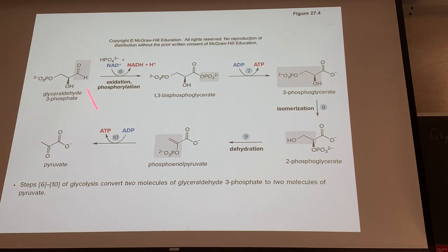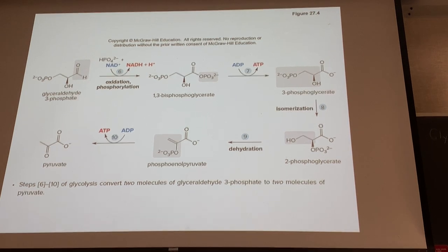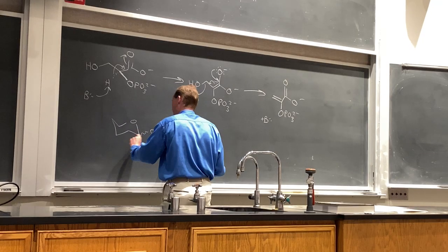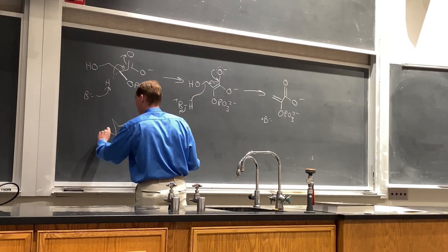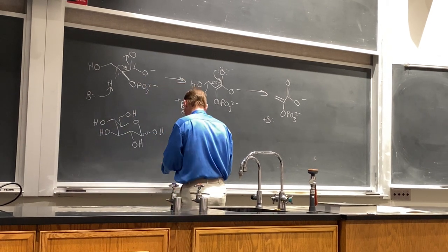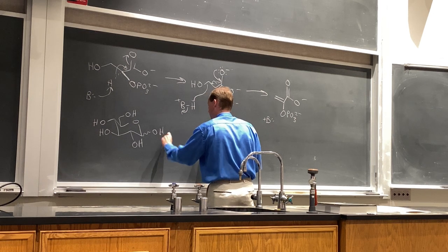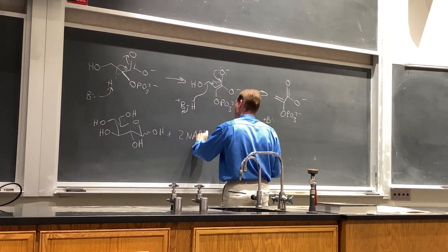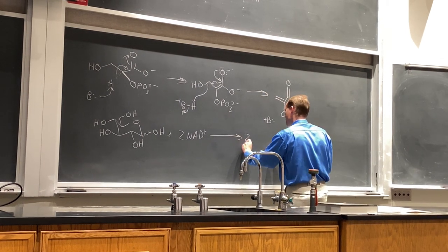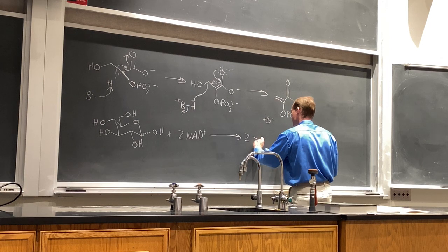And then how many molecules of NADH do we produce for 1 molecule of glucose? We're going to produce 2. So the net result, if we want to draw the net equation for glycolysis, we're starting with glucose. And we are using 2 NAD pluses. We're going to convert that into 2 molecules of pyruvate.